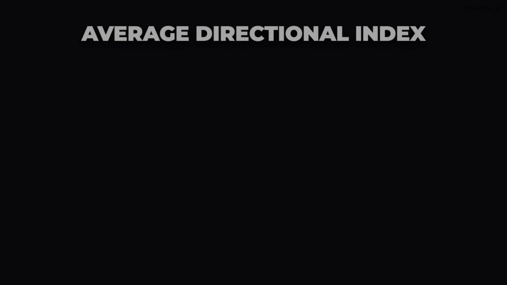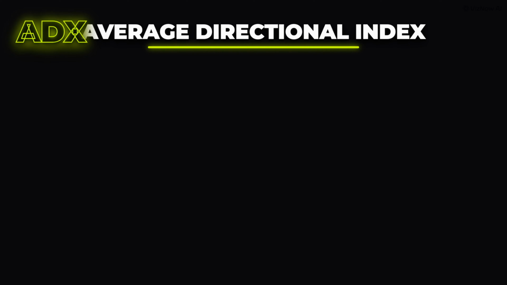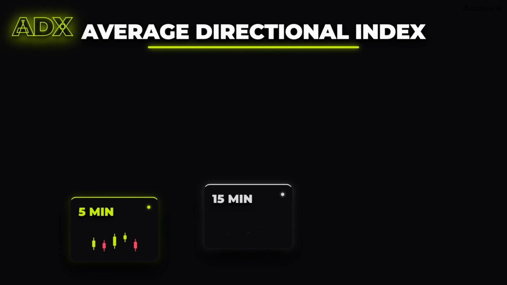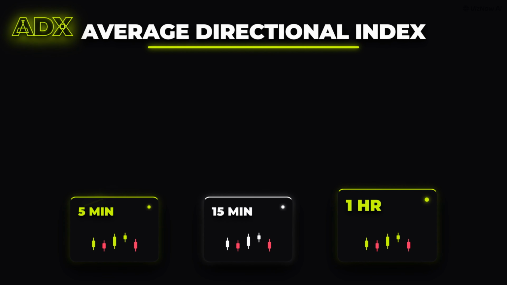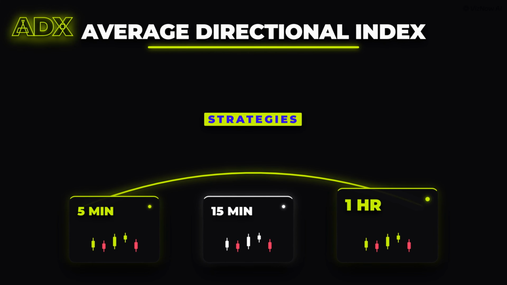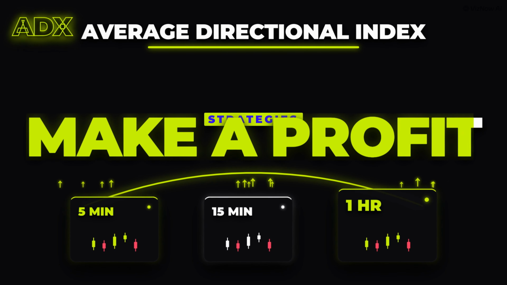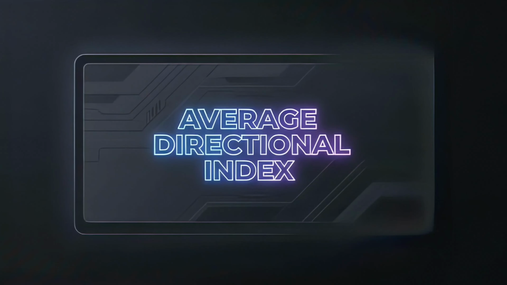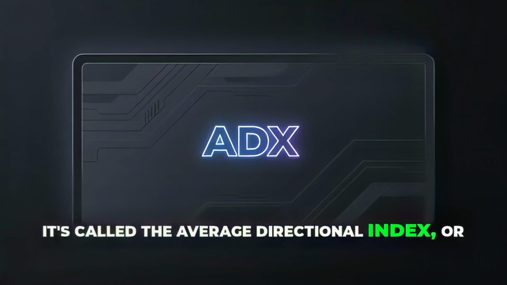It's called the Average Directional Index, and I'm going to show you guys how to read it on the 5-minute chart, the 15-minute chart, and the 1-hour chart, along with the corresponding strategies to make sure you know how to make a profit while trading. So here's the tool that does it. It's called the Average Directional Index, or ADX for short.